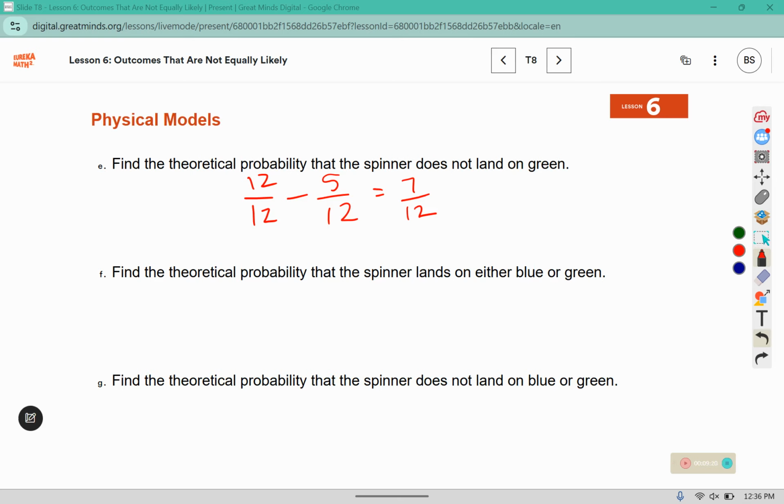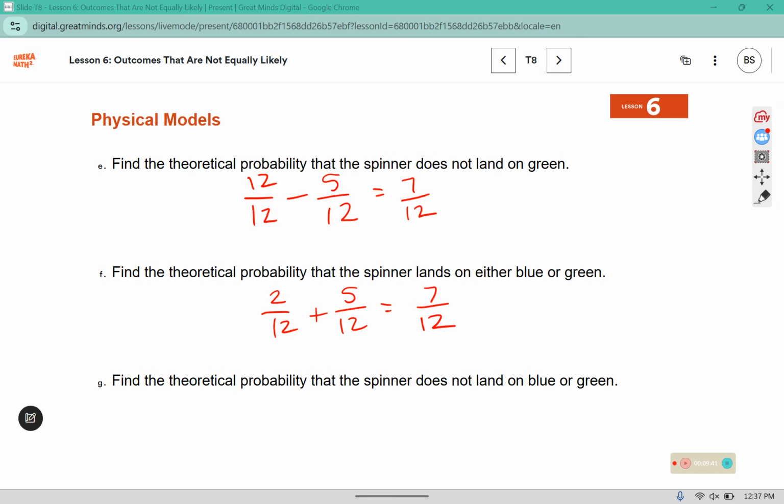Find the theoretical probability that it lands on either blue or green. We're going to combine the blue and green sections together. Blue is 2 twelfths, and green is 5 twelfths, for a probability of 7 twelfths.